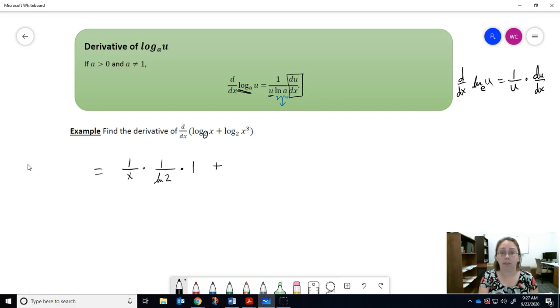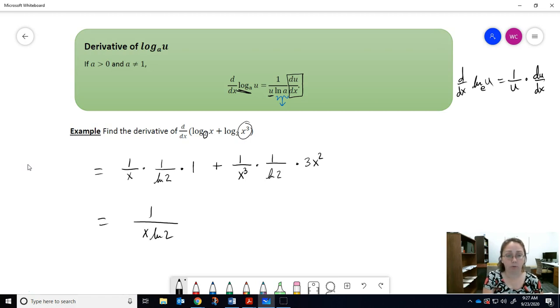Plus, let's do the second term. The derivative of log is 1 over the inside, stays the same, times, because it's a different base than e, we need ln of that base in the denominator, times, we're not done, that's just the log derivative, now we need the derivative of the inside. Well, the inside's just x cubed, so that's 3x squared. Let's clean it up. So 1 over x ln of 2, if we put all that together, plus, in the second one, we have x's in the top and the bottom, so we can reduce here. So we end up with a 3 on top and an x ln of 2 on the bottom. And there you have it.